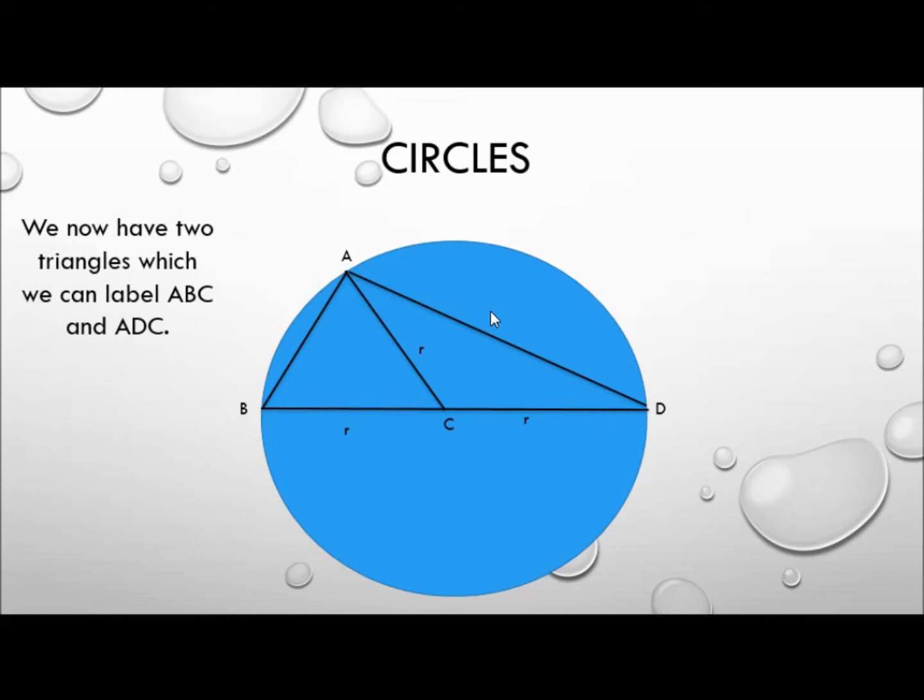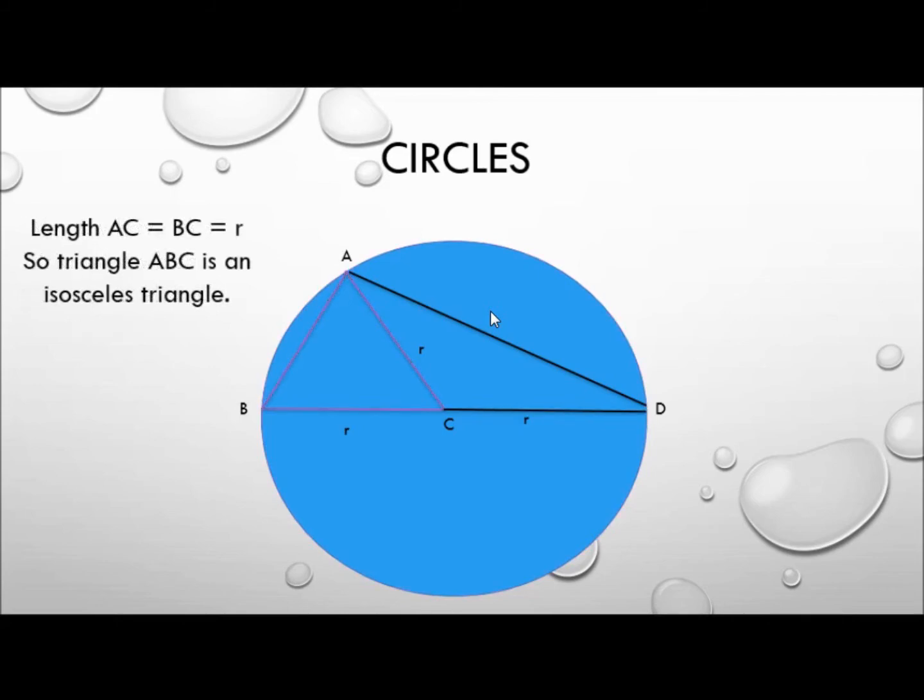So we now have two triangles which we can label ABC and ADC. Now length AC is equal to length BC, which is the radius of the circle. So triangle ABC is an isosceles triangle. And length AC is equal to length DC, which again is the radius. So the triangle ADC is also an isosceles triangle.